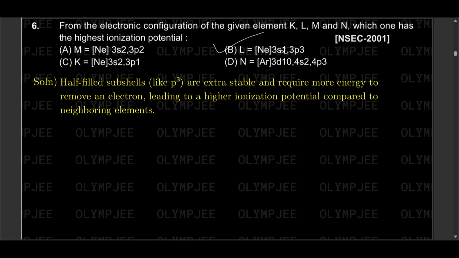And although D also has the half-filled p subshell, we know that on going down the group, ionization potential decreases. So although both B and D have half-filled subshells, B would have higher ionization potential because it is higher in the group, right? Ne is higher than Ar. This is because of shielding effect. Ar will have more shielding effect, so this p electron will be less tightly bound to the nucleus, so it will be easier to remove the electron from half-filled subshell than in Ne.